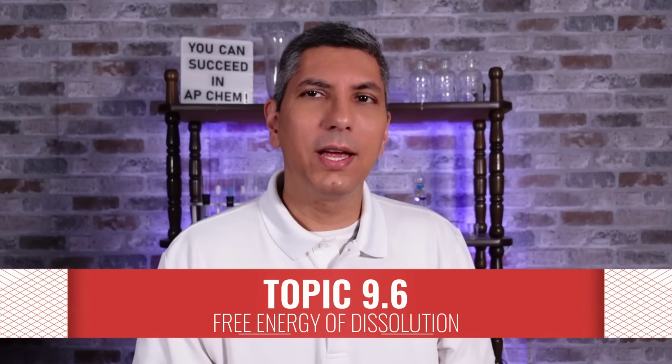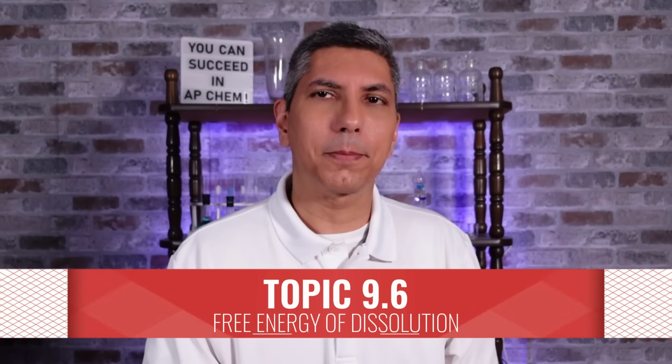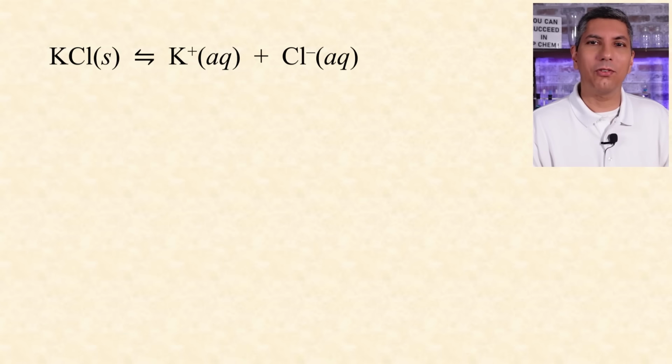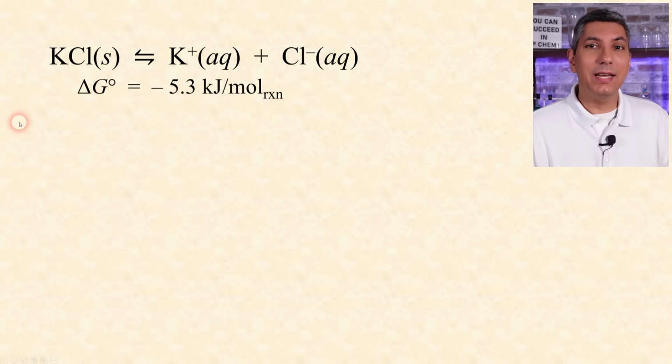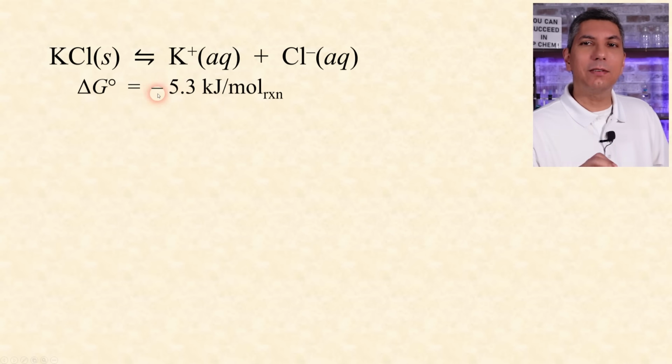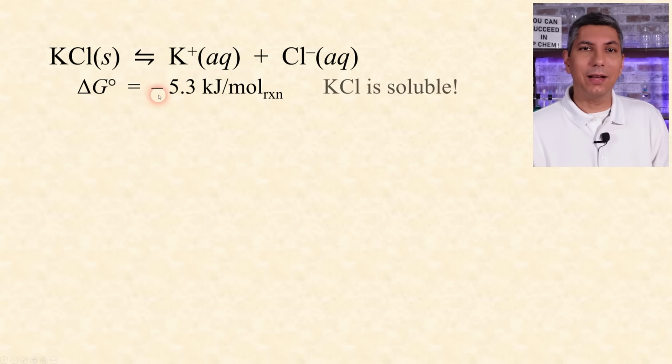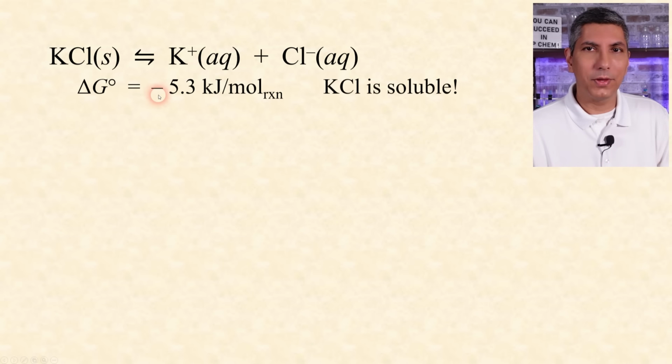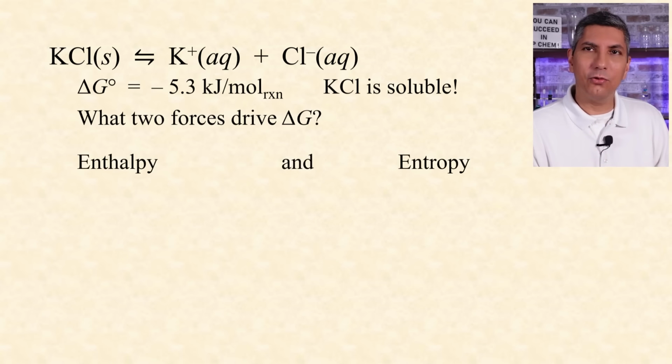Every ionic compound can potentially dissolve and dissociate in water. Take potassium chloride, which would dissociate by this equation. The value for delta G for this process is negative 5.3 kilojoules per mole. And that negative value tells us that it's thermodynamically favored. So KCl is soluble in water. But why? It comes down to the two driving forces, enthalpy and entropy.